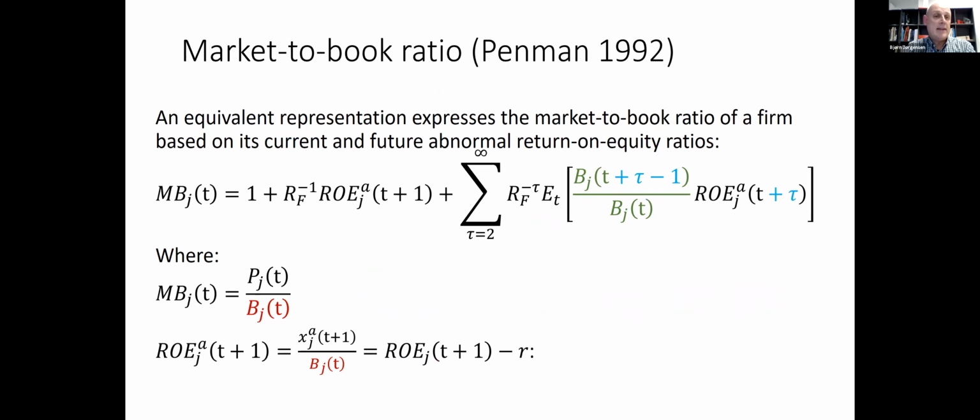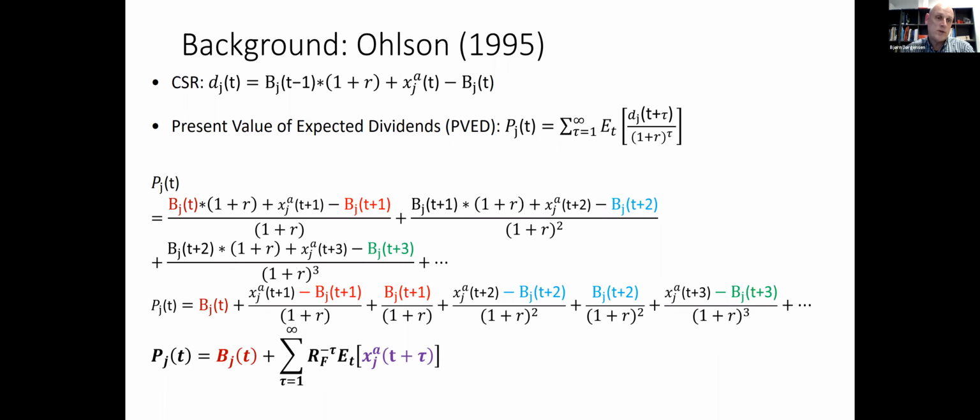Now, in addition to this expression, we can rewrite the value of the firm, which was the price in the last equation. We can divide by the book value in red and calculate the market to book ratio. Ayum?